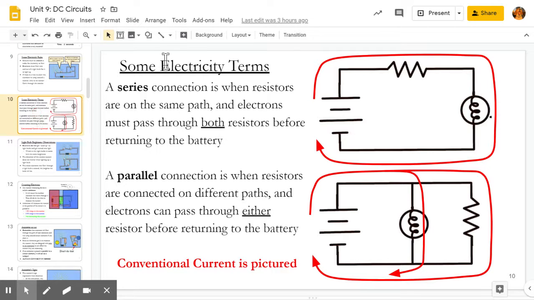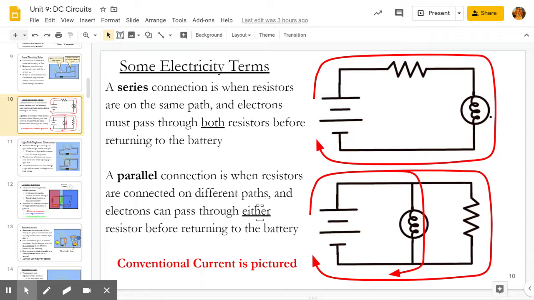Other things that we got in words for were the terms series and parallel. So a series connection is when the resistor or the series of resistors or the light bulbs are all on the same path. So when electrons leave the battery and make their way through, actually I'm showing you conventional current, so when the current is leaving the battery, it has to go through both of the resistors before it returns back. So series means that they are connected in a path where the electricity has to flow through both.